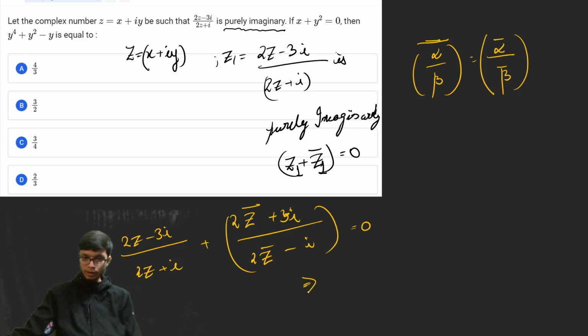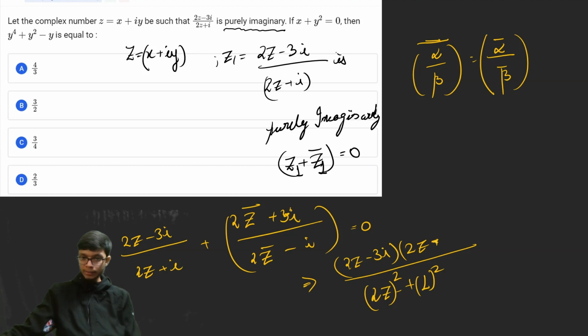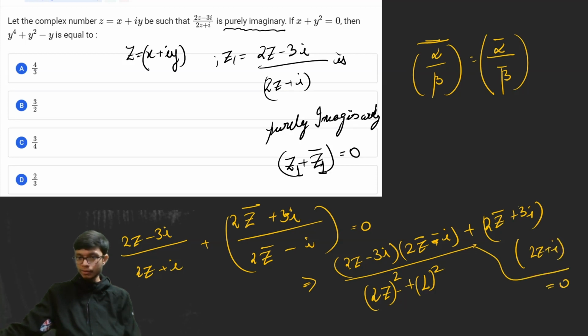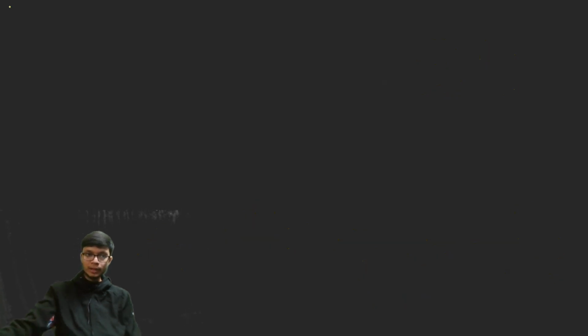Now let us solve and compute for this result. You can solve this by multiplying, that is 2 times (z whole square plus 1 whole square). If you cross multiply, this will be (2z minus 3 iota) multiplied with (2z bar minus iota), plus (2z bar plus 3 iota) multiplied with (2z plus iota), and this entire thing is equal to 0. That means the numerator part will be equal to 0.